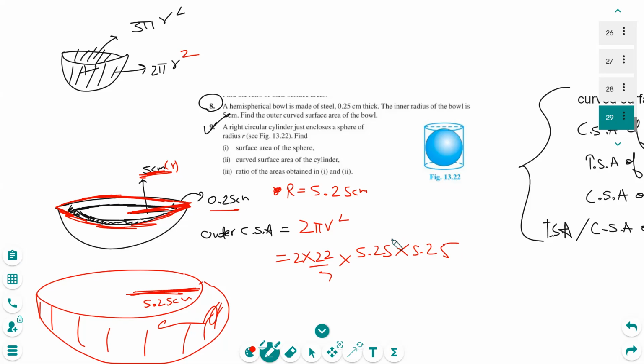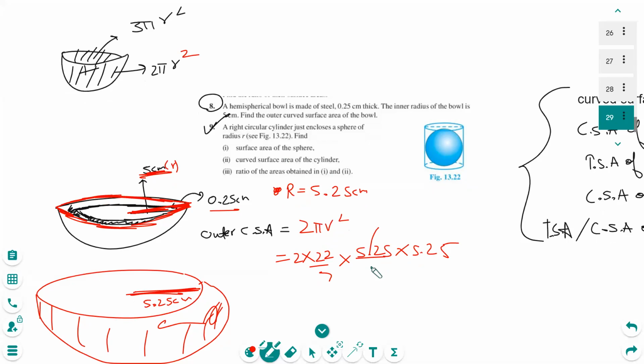Not using calculator or back of the exercise.